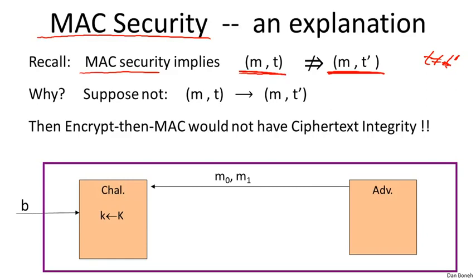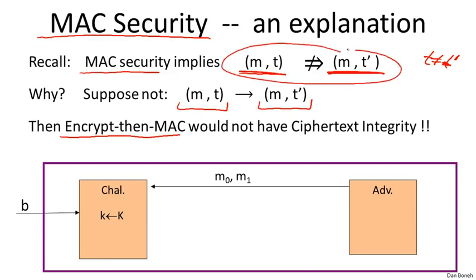Well, it turns out if the MAC didn't have this property, in other words, given a message-MAC pair, you can produce another MAC on the same message, then that would result in an insecure encrypt-then-MAC mode. And so if we want our encrypt-then-MAC to have ciphertext integrity, it's crucial that our MAC security implies this strong notion of security, which of course it does because we defined it correctly.